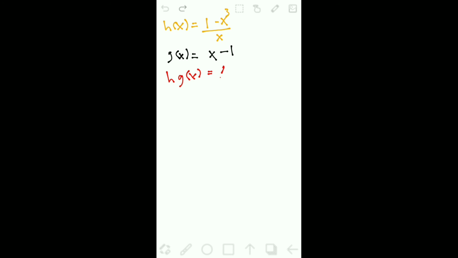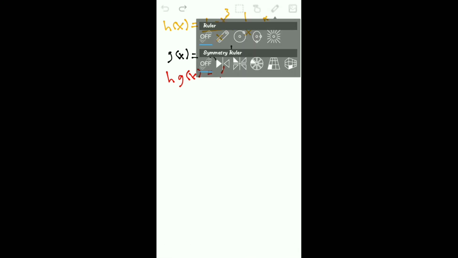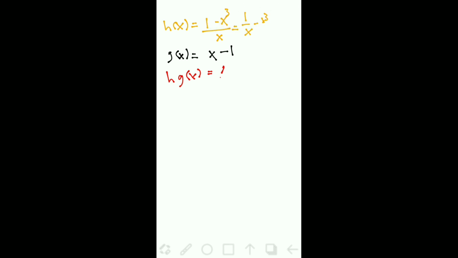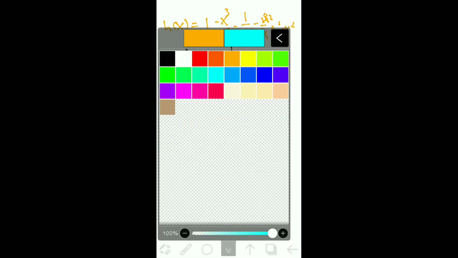So first thing here, I will do the observation. So I observe that h(x) can be simplified. I think it can be simplified. So I write this into partial fractions like this: 1 over x minus x cubed over x. So x and this cube is cancelled to be a square, so it becomes 1 over x minus x squared. Okay, so then we do the composite function.